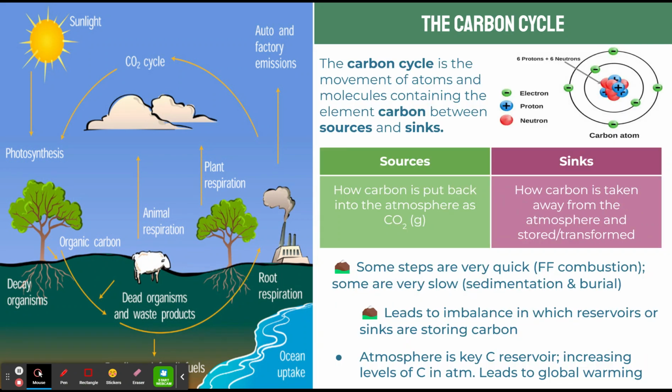So because of this, we now have this imbalance where reservoirs or sinks are storing carbon in an unequal distribution or portion. That carbon is being put back into the atmosphere. And we should know from our last unit that carbon dioxide is a greenhouse gas, which contributes to global warming because it prevents the solar radiation from escaping our atmosphere. So the atmosphere is a very important carbon reservoir. Increasing levels of carbon in the atmosphere leads to global warming.